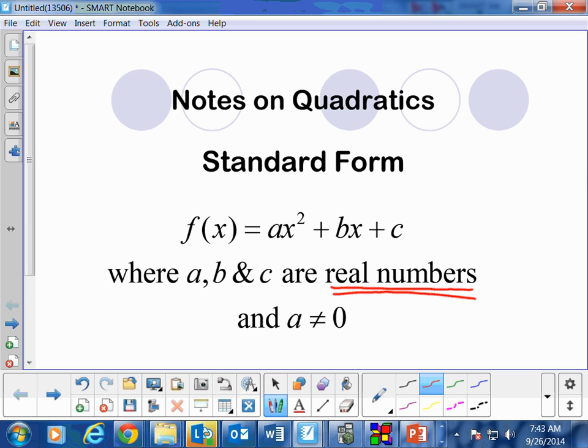And one of the biggest contingencies with it is that a cannot be 0. You cannot have a 0 because otherwise you would have a linear equation. It no longer qualifies as a quadratic if the a is 0. Okay, great. Alright, so let's go ahead and move on.